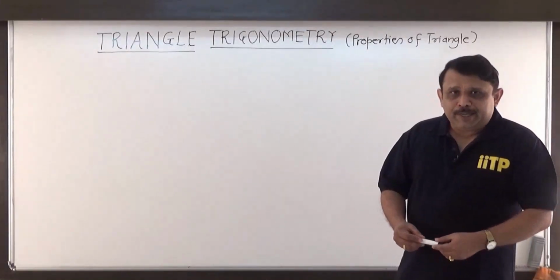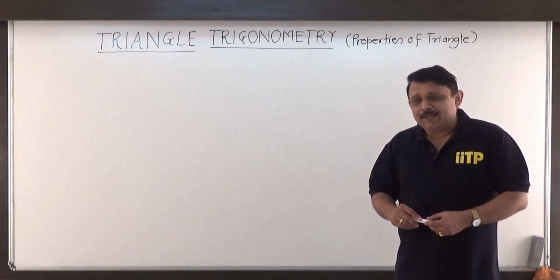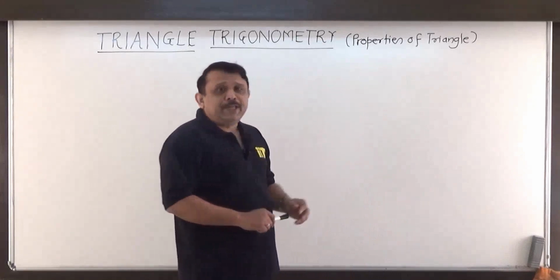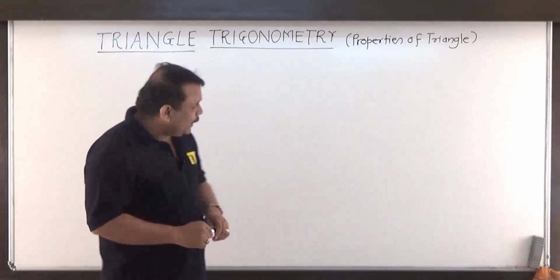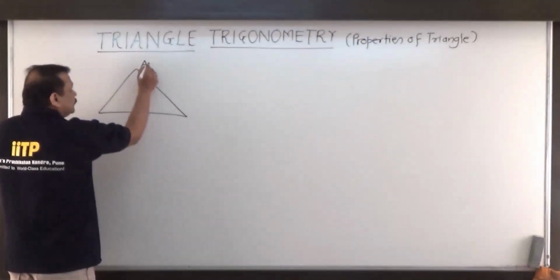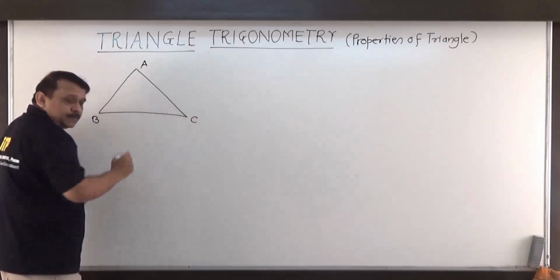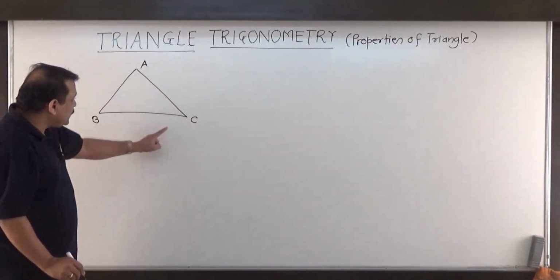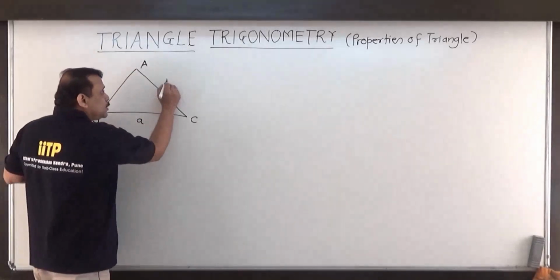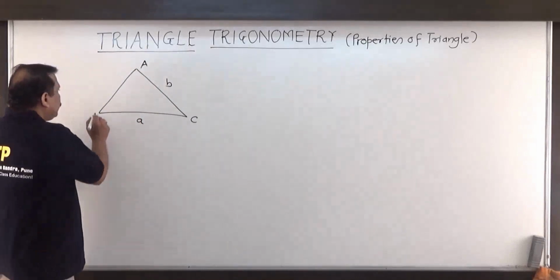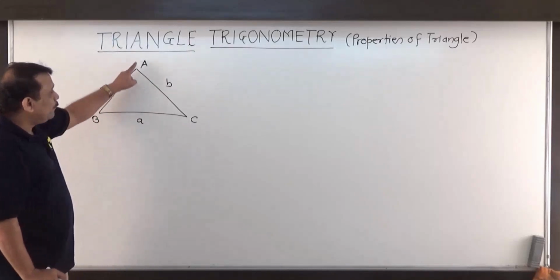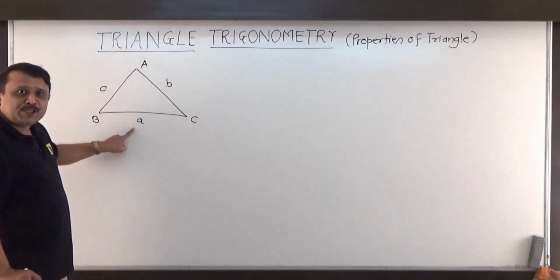Here we are going to study now a part of trigonometry which is called triangle trigonometry, which is also known as properties of triangle. Let us consider a triangle ABC. It has three sides: BC denoted by small a, AC denoted by small b, and AB denoted by small c. So BC is opposite to the vertex A, denoted by the corresponding small letter.